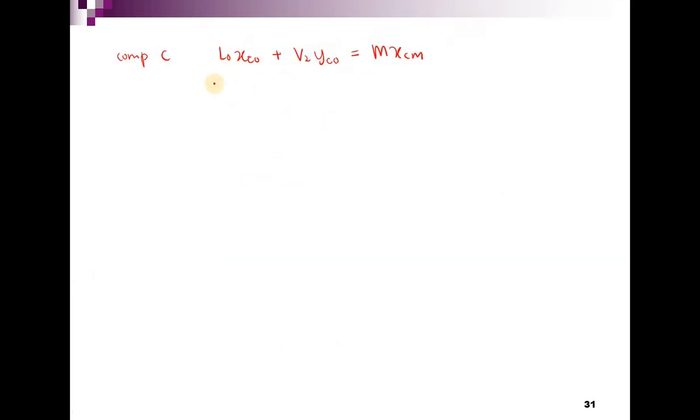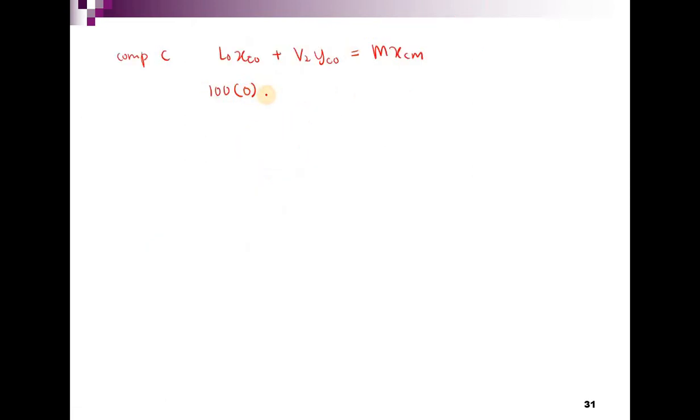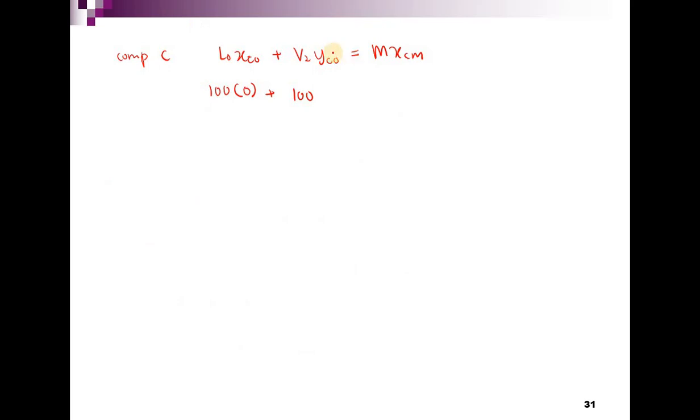Now L naught is 100, times with C. XC naught is 0, so we put 0 plus V2 is 100. YC naught here is 1, so we put 1. M is 200 and XCM. So this is 0, so this 100 is equal to 200 XCM. So XCM is equal to 100 divided by 200, which is 0.5.